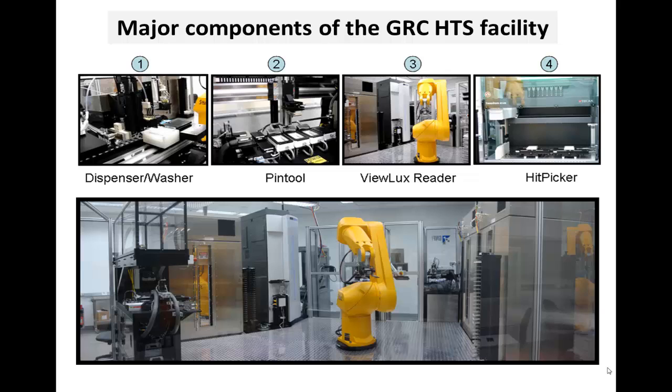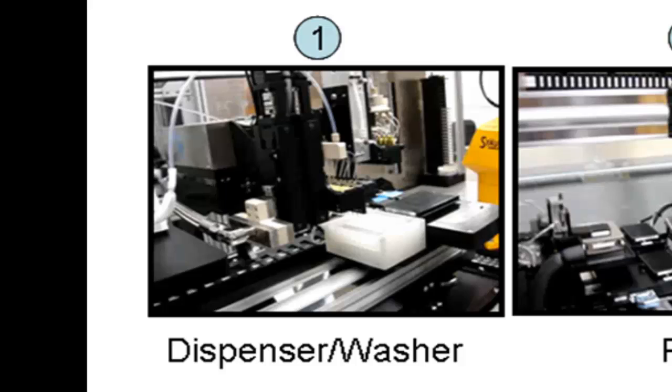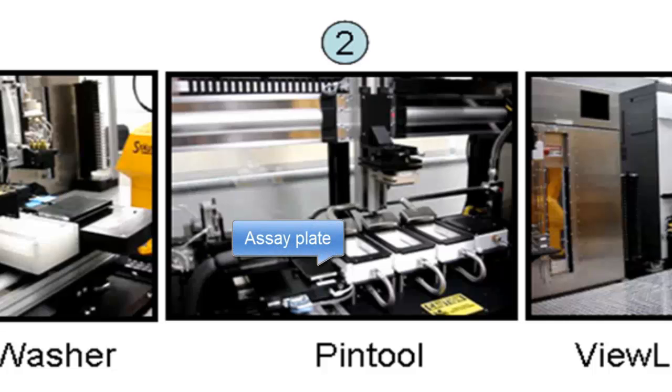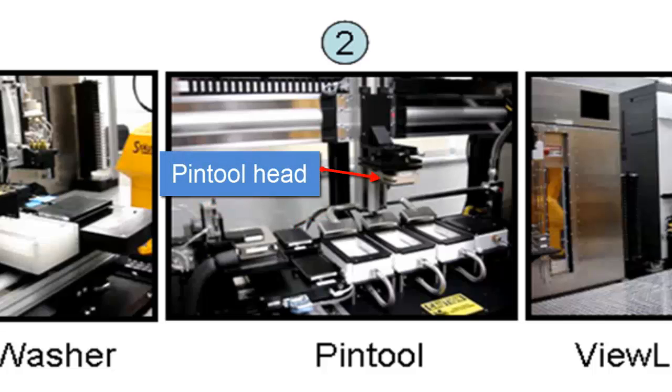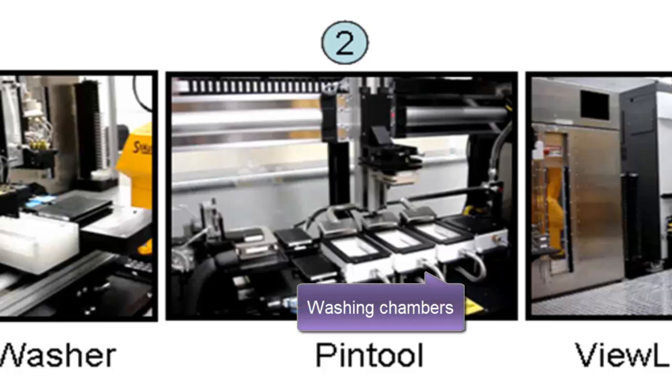This slide has all the real pictures of the individual instruments that we are interested in. Number 1 is the dispenser washer. As you can see, there's an assay plate sitting on the track. When the track moves, the dispenser will pump solution into individual wells. Number 2 is a pin tool. Here you can barely see there's an assay plate sitting there, and also a compound plate. The pin tool head will stamp the compound plate first and then stamp the assay plate. Afterward, the pin head will go to the 3 washing tubs to wash and dry the pins, ready for the next transfer of compounds.